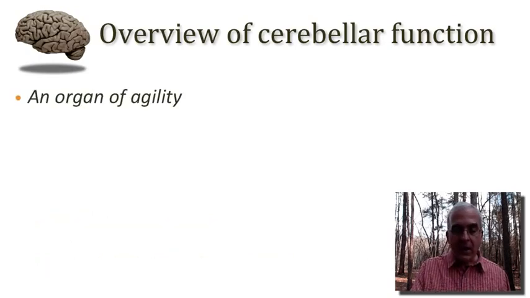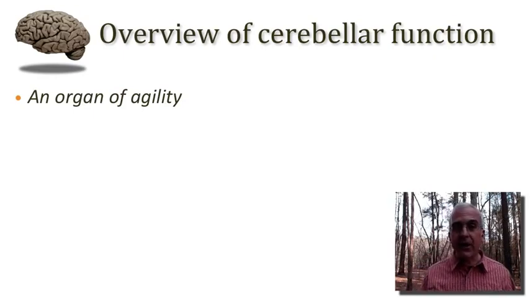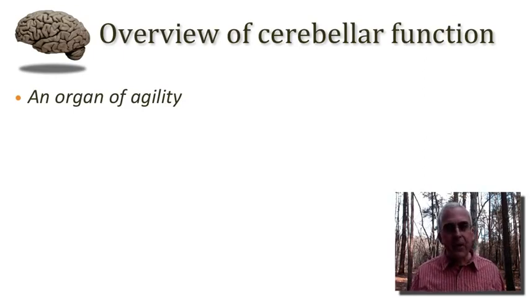A little bit more on cerebellar function. This might help you. I know it helps me. I like to think of the cerebellum as an organ of agility. And I want you to think about agility in the broadest possible terms. Think about anything that you can do with your body that you consider to be agile. Or maybe it's not movement of the body. Maybe it's movement of the mind. Maybe it's movement of thought.